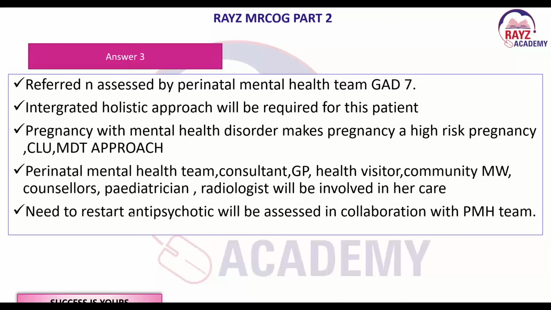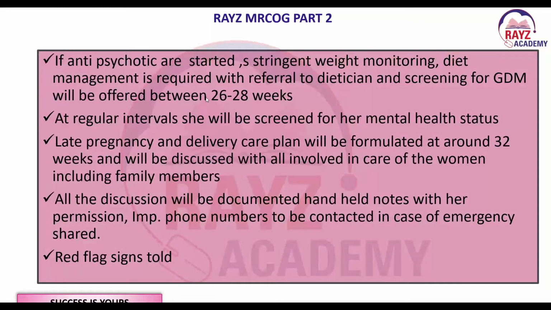Need to restart antipsychotic, that is olanzapine, will be assessed in collaboration with the perinatal mental health team. If antipsychotic is started, stringent weight monitoring will be required for her. She may be referred to the dietitian, and screening for GDM will be offered to her between 26 to 28 weeks, since these antipsychotics are known to cause weight gain and also lead to gestational diabetes. At regular intervals, she will be screened for her mental health status.